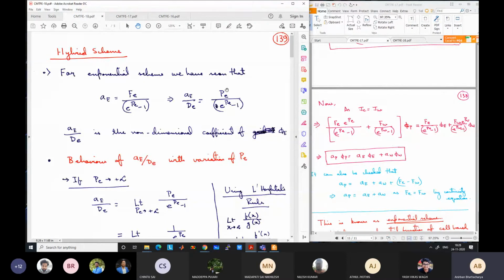If you do that, you get the non-dimensional equation A by D is equal to P by e to the power P minus 1. Basically, Fe divided by D is P. So we get an expression of the form x by e to the power x minus 1. The variation of this non-dimensional coefficient is of the form y is equal to x by e to the power x minus 1.